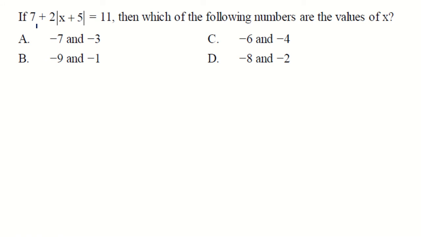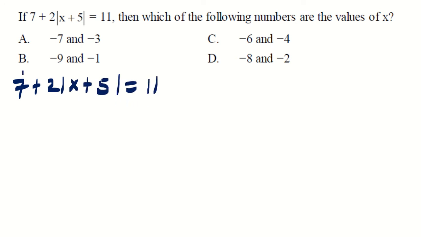For today, the first question is about absolute value equation. 7 plus 2 in absolute value x plus 5 is equal to 11, and we need to find the values of x. So 7 plus 2 in absolute value x plus 5 is equal to 11.